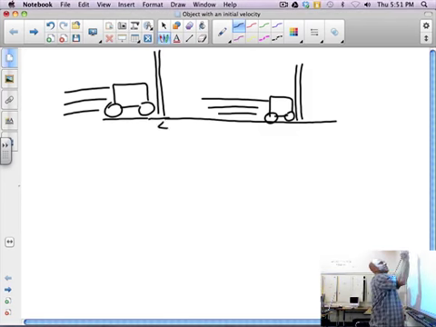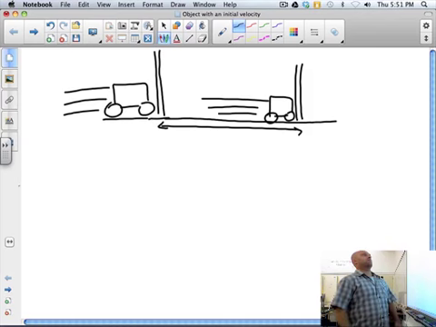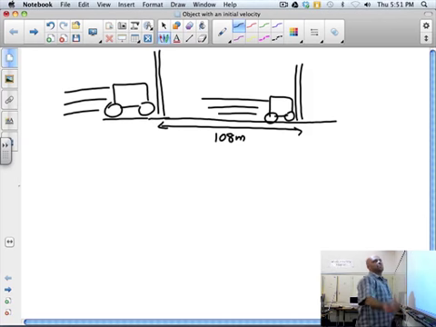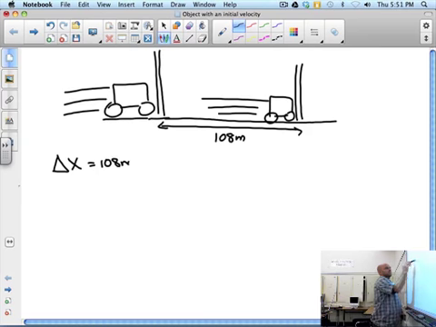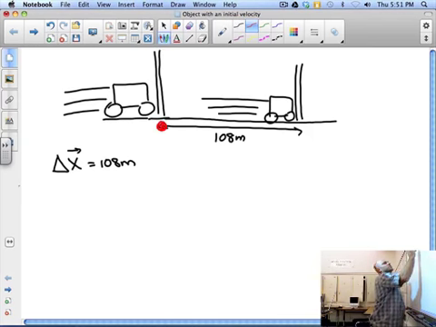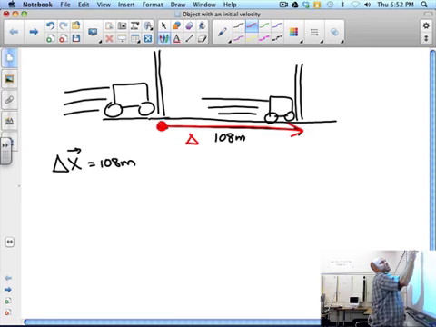And let's say the distance between the two telephone poles is 108 meters. Okay. So let's say you know the following things. You know that the car's displacement is 108 meters. So what we mean by that is from where the car starts to where the car ends is a vector. And that vector has a length of 108 meters.